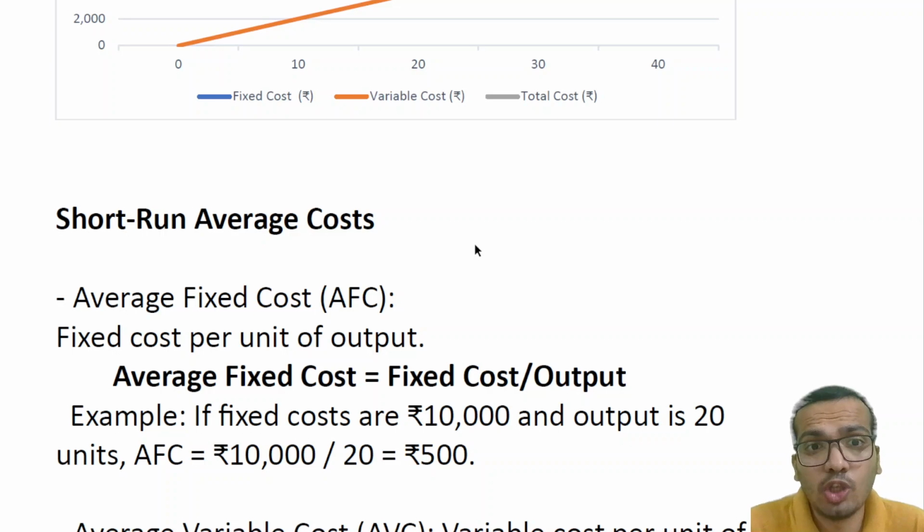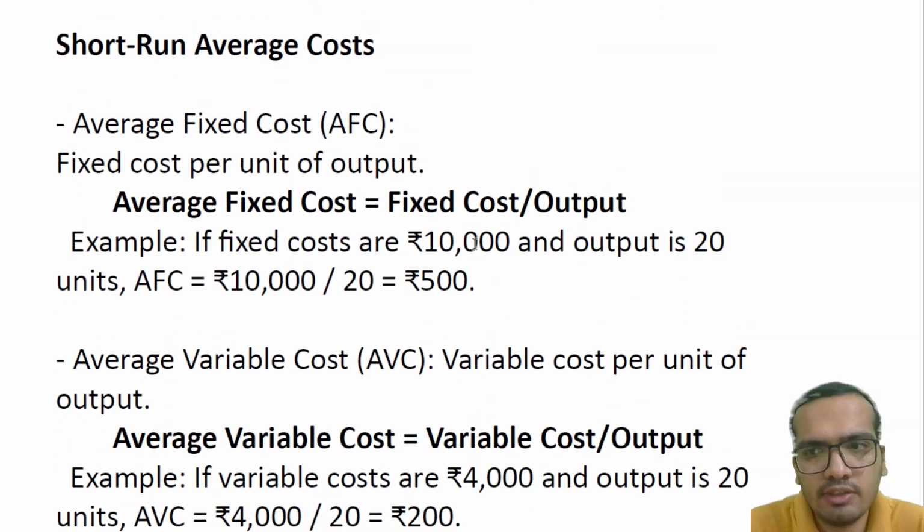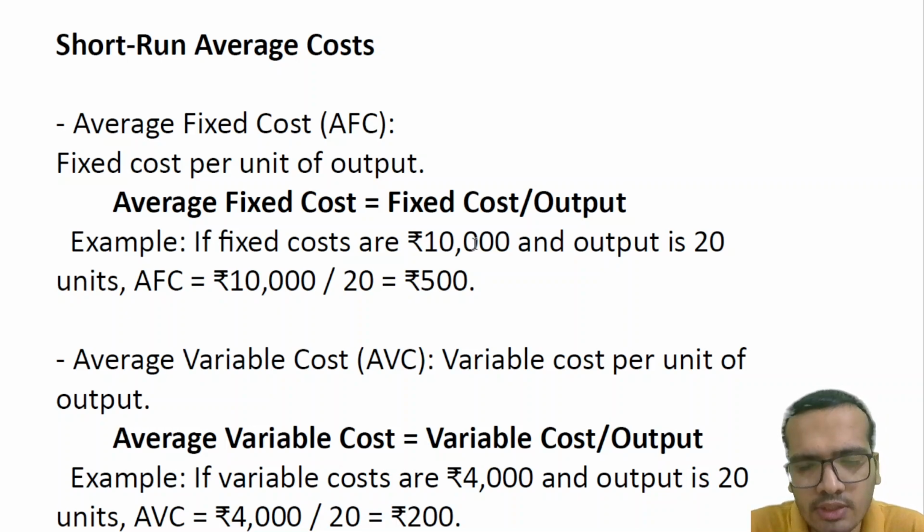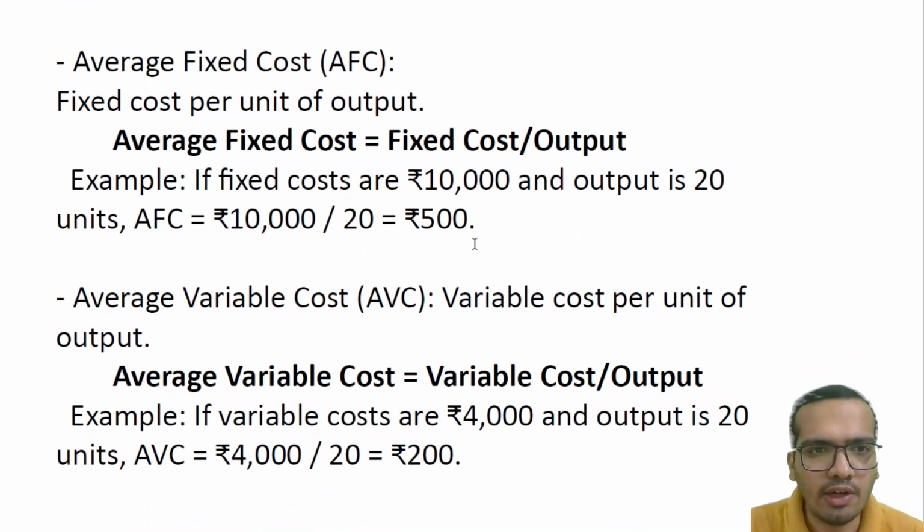Now comes short run average cost, starting with average fixed cost. We have a calculation for it. Average fixed cost is fixed cost per unit of output. We can compute it as average fixed cost equals fixed cost divided by output. Example, if fixed cost is rupees 10,000 and output is 20 units, our average fixed cost is equal to 10,000 divided by 20, that is nothing but rupees 500.